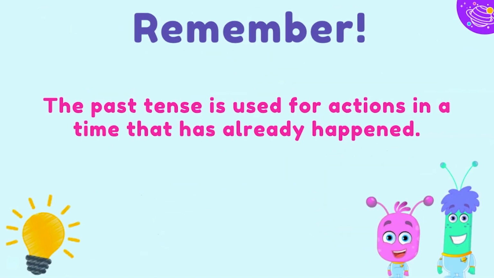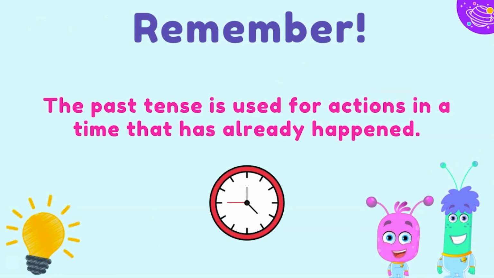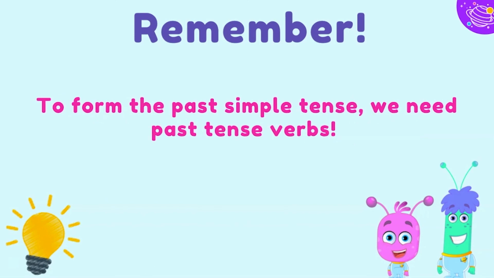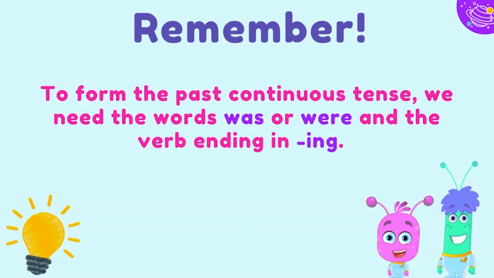Remember, the past tense is used for actions in a time that has already happened. To form the past simple tense, we need past tense verbs. To form the past continuous tense, we need the words was or were and the verb ending in ing.